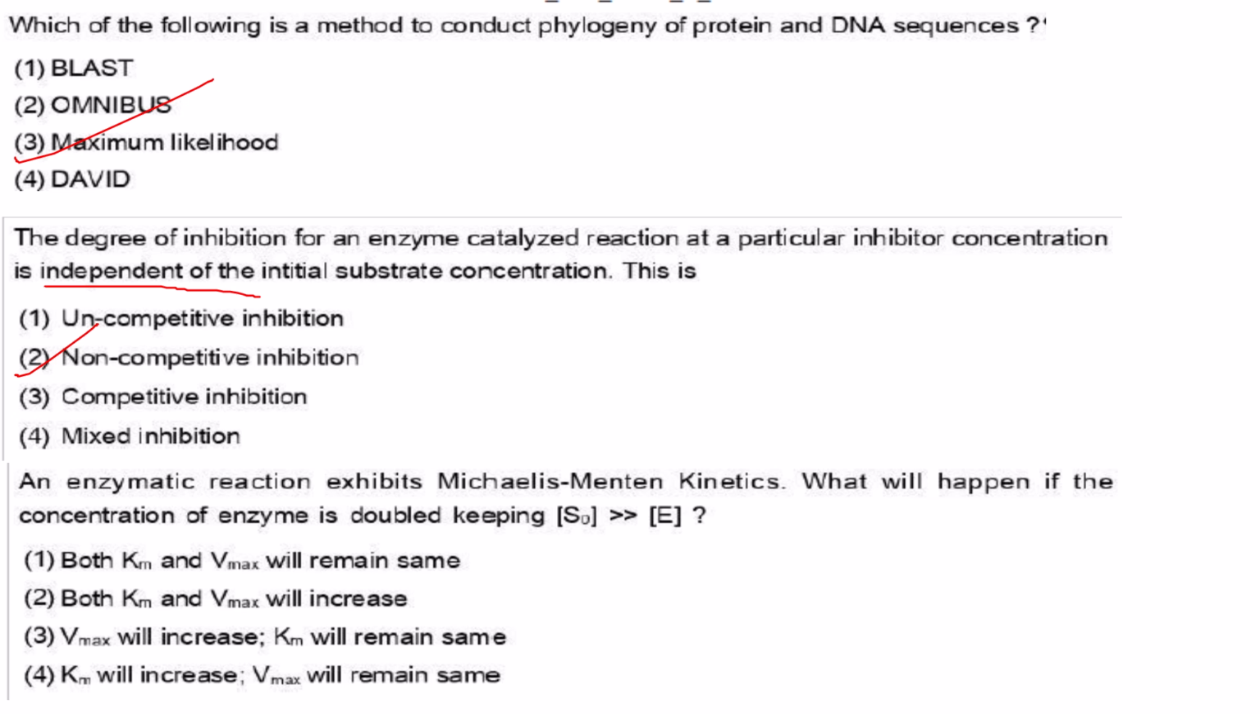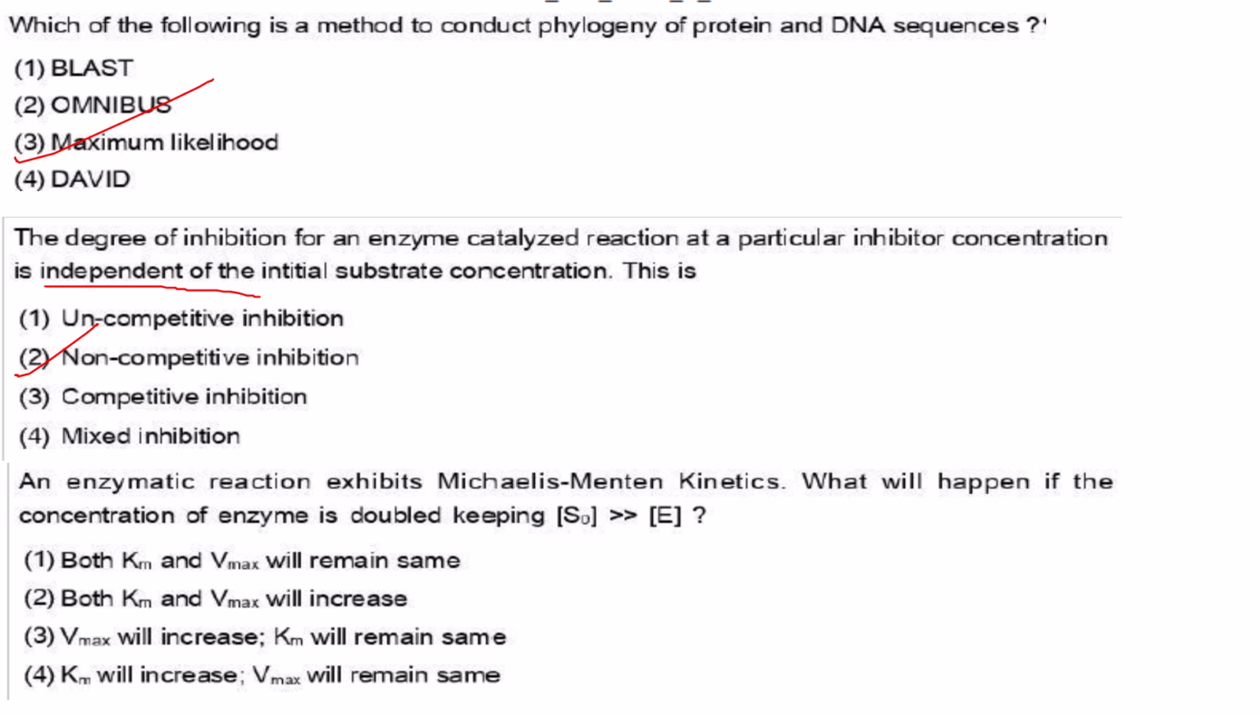Competitive inhibitor competes with the substrate for the binding site, so that's also not correct. And mixed inhibition is a combination of competitive and non-competitive inhibition, and it binds to both the active site and the enzyme substrate complex. So second is the answer.